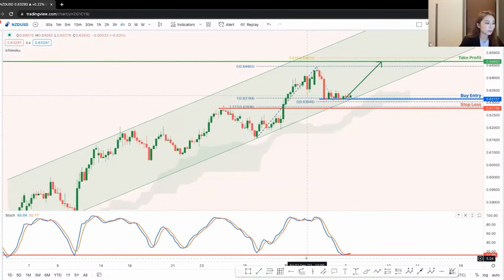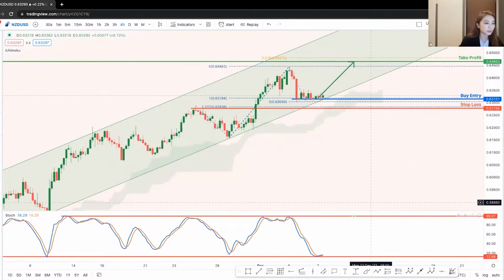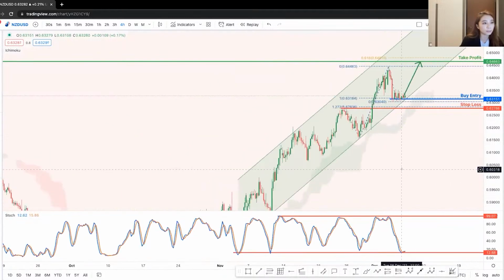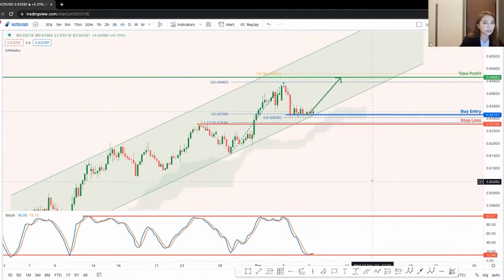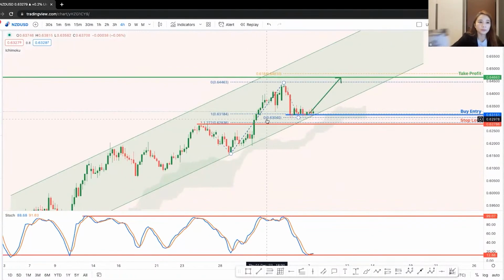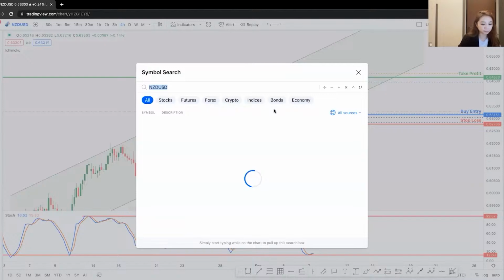Okay, so we are looking at this bounce up, and we are also identifying resistance over here. We can see that actually the real support for this resistance for Kiwi dollar is actually 12.88 instead of our 20. All right, this is what we are seeing for Kiwi dollar. Okay, let's move on to the next pair.